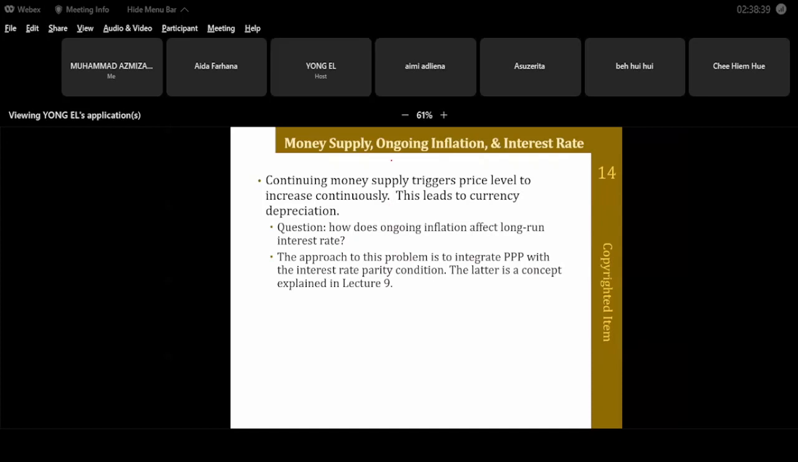What about if money supply goes on and that leads to inflation? What is the consequence? The consequence is we need the interest rate to adjust. Meaning, if inflation in the country increases 5%, then the interest rate will need to increase 5% also in order to offset the impact of this inflation.